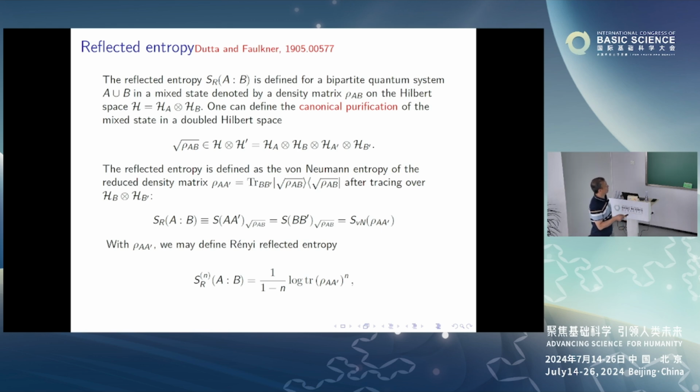Now in this doubled Hilbert space, we have a pure state. Then we trace over the degrees of freedom of B and B prime, and we get a reduced density matrix of A and A prime. For this reduced density matrix, we can define its von Neumann entropy and also the Renyi entropy. This is very similar to the entanglement entropy, but now we have to use the so-called canonical purification in a doubled Hilbert space.